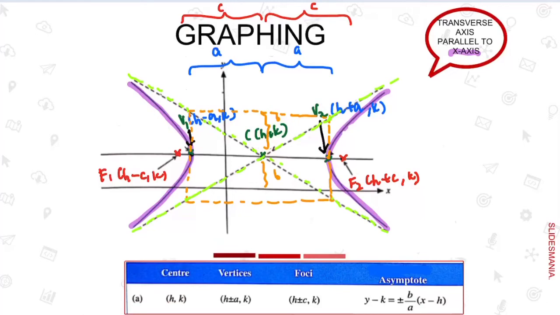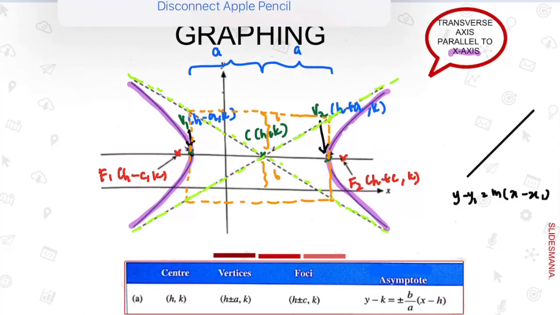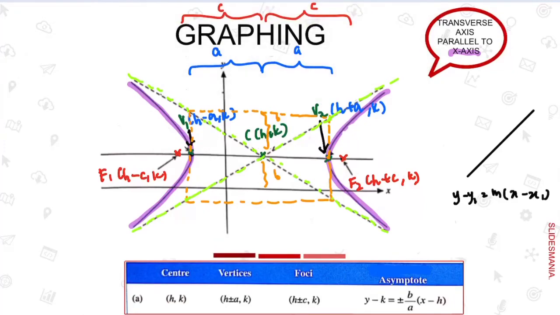Let us recall first what you have learned when you want to find the equation of a straight line, which is the linear equation. The formula that you have learned before this is y minus y1 equals m times (x minus x1). So what are your x1 and y1? It is the coordinate that you got from the line. So let's fill in the coordinate of (h, k). Now our x1 is h, our y1 is k. So now you have y minus k equals m times (x minus h).